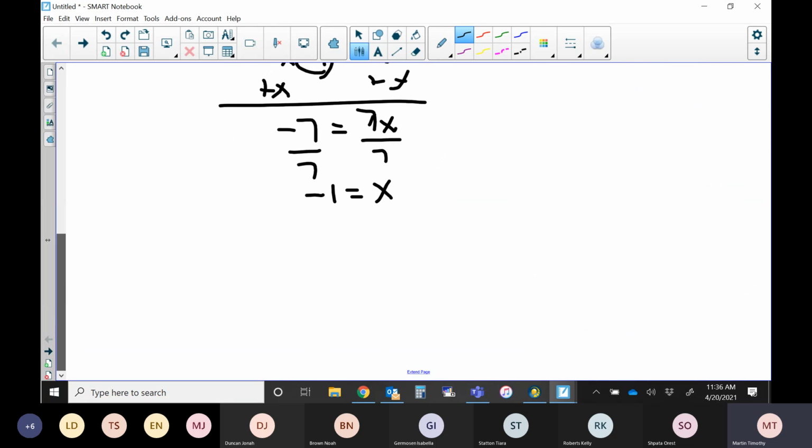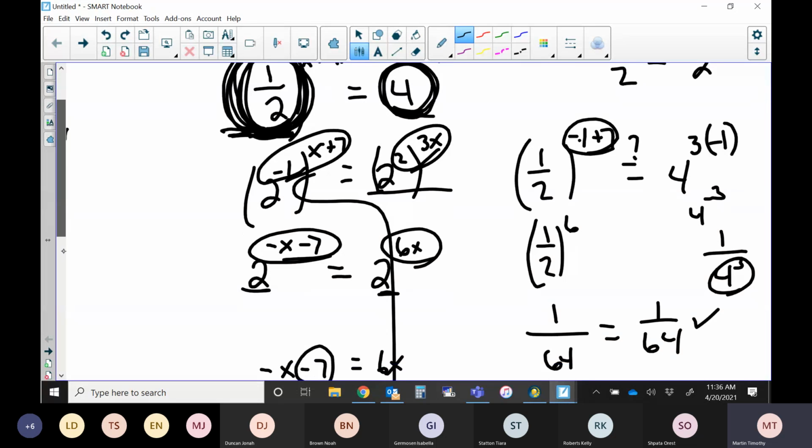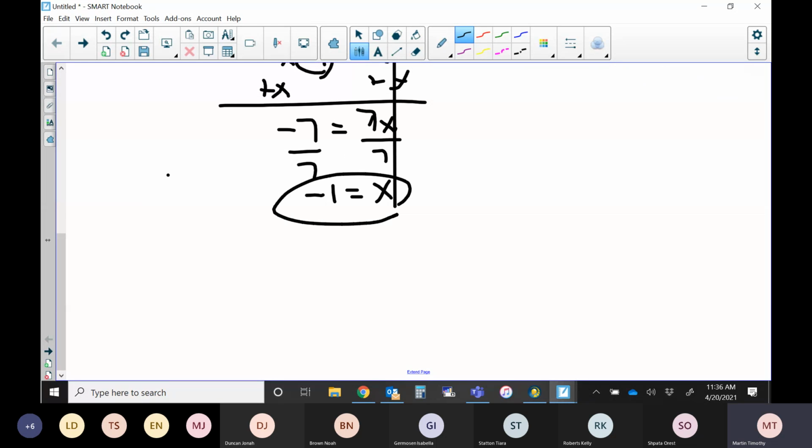Check. I know that negative 1 equals x. Thumbs up if that makes sense.